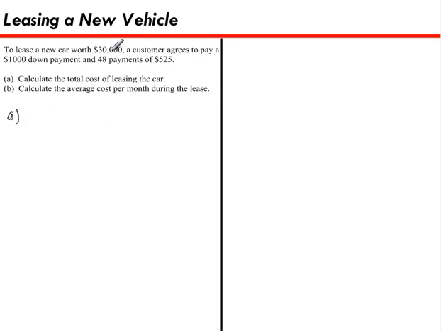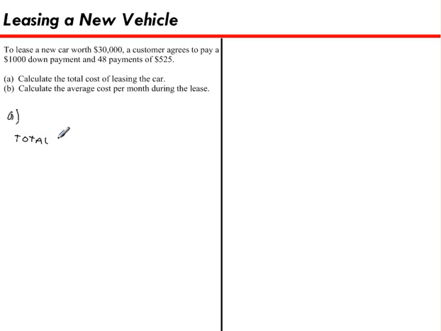Don't be fooled by this $30,000. That's the cost of the car brand new if you bought it that day and drove it off the lot. But when you lease a vehicle, you don't really pay the new sticker price. So how do you find the total cost of a lease then if it's not the sticker price?